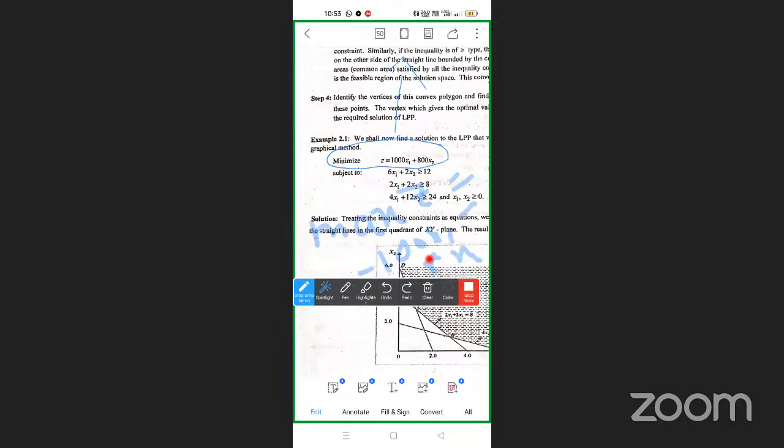The first step is to convert minimization of the objective function to maximization. In case maximization is given, there is no need to change. In case the given objective function is minimum, we can convert minimization to maximization by multiplying by minus on both sides. So this is the first step of standard form.